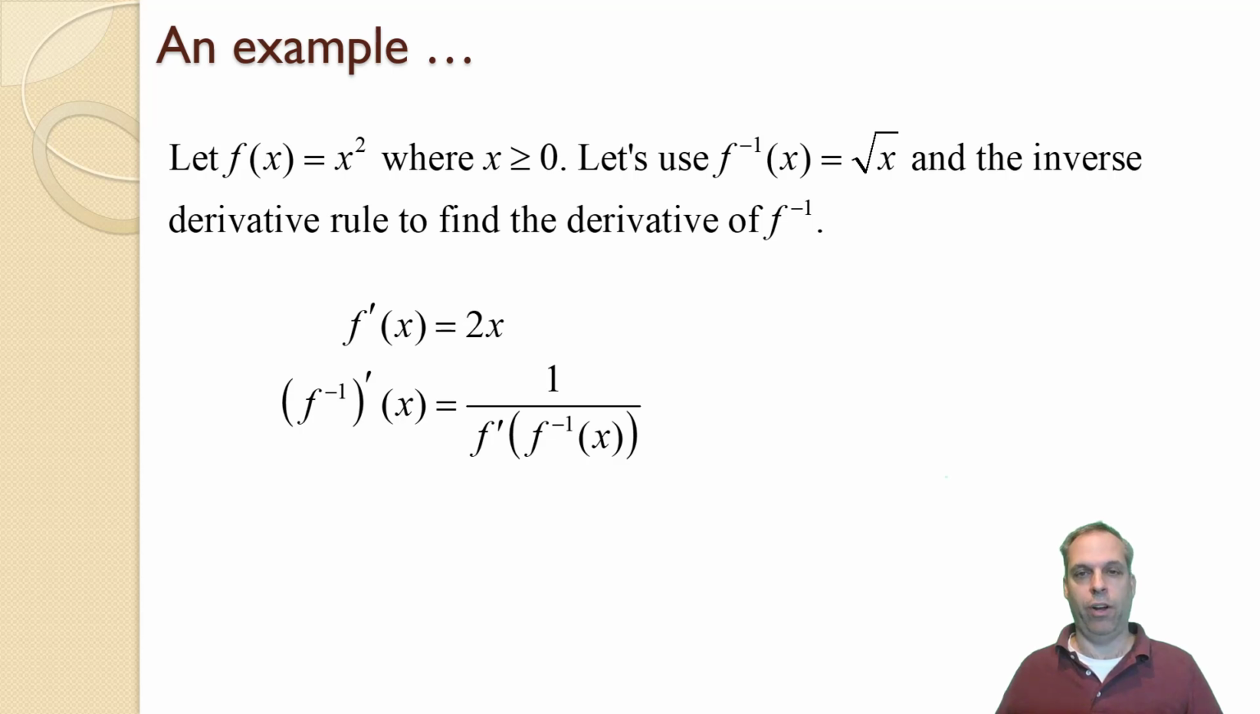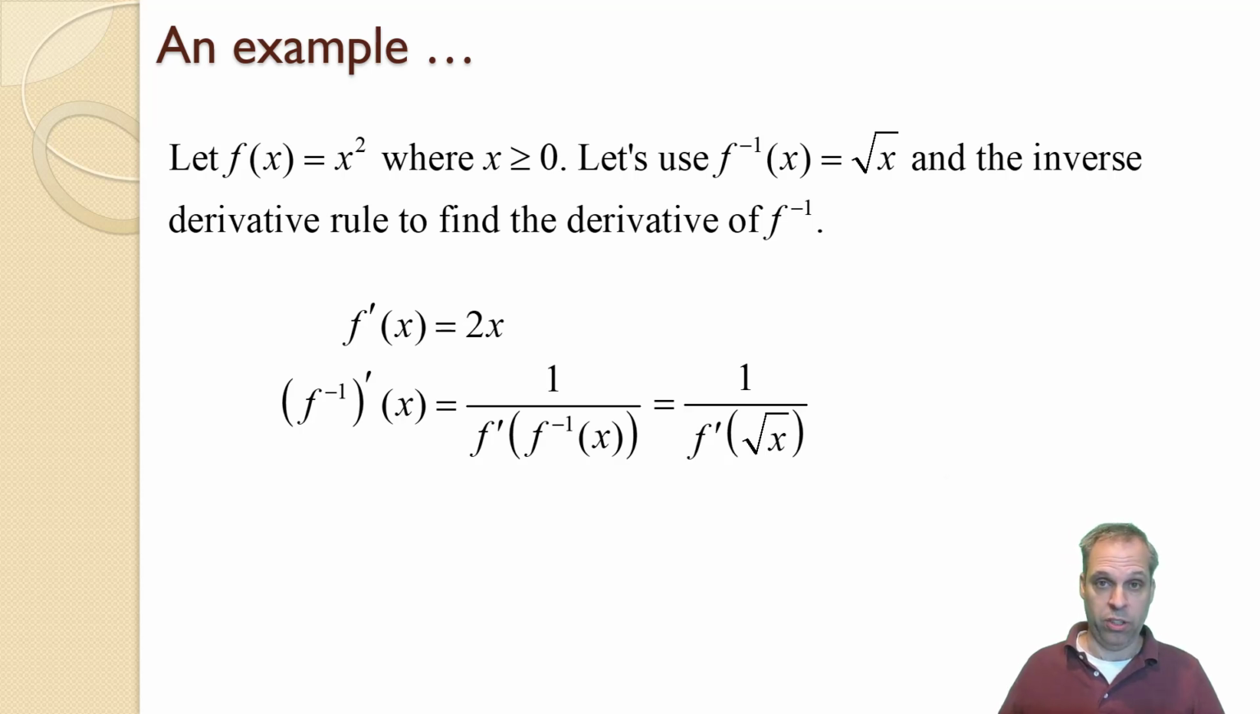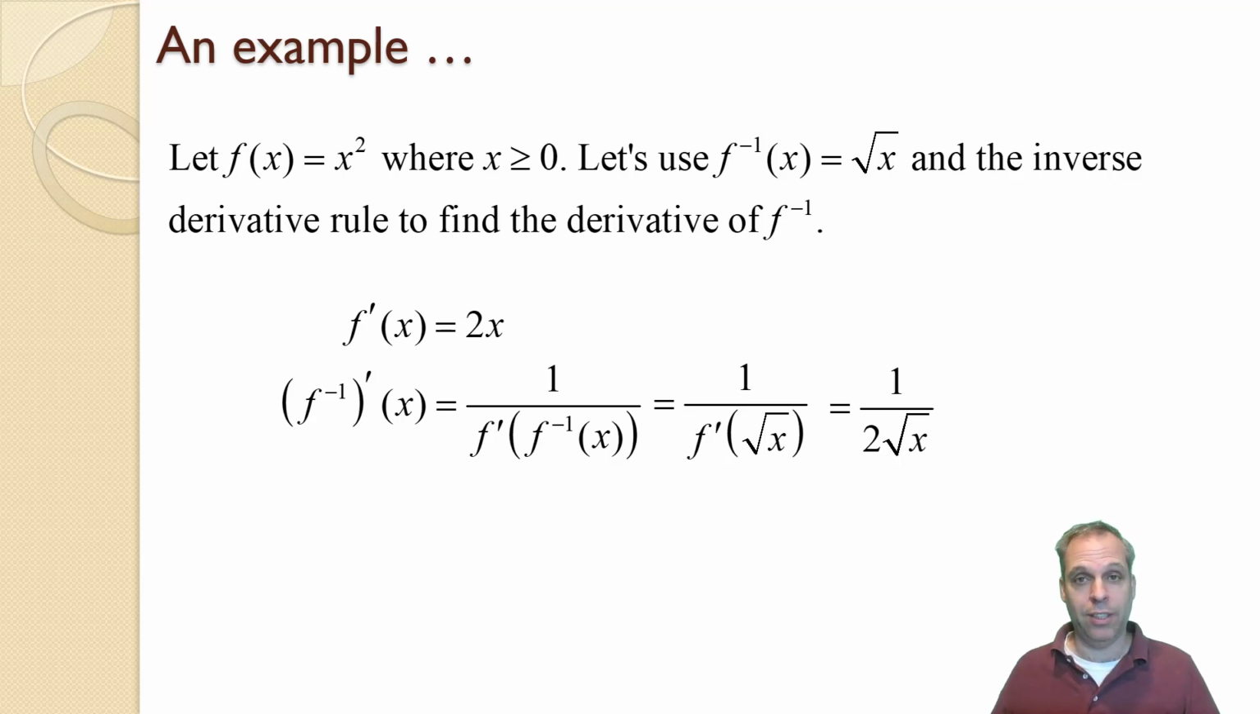Well, I know the inverse function, it's just the square root of x, so I can replace it with what it's equivalent to. So I have 1 over the derivative of the function evaluated at the square root of x. But the derivative of the function is just 2 times the input. So that gives you 1 over 2 times the square root of x. That should be the derivative of the square root of x.